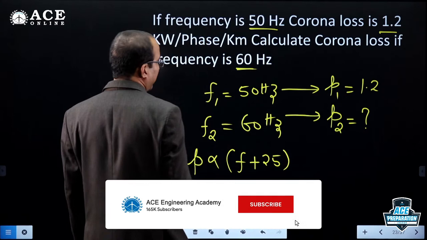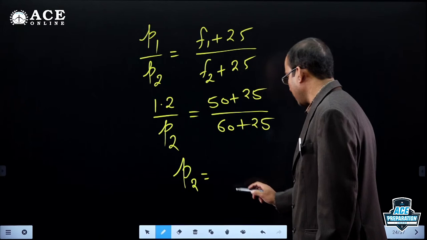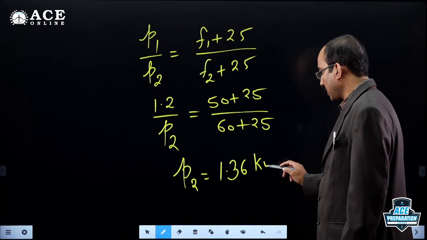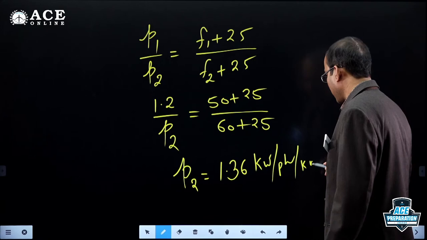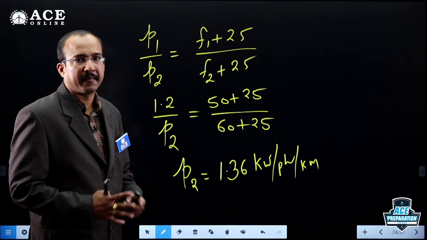Here, whenever it is 60 hertz, we need to calculate that. So, what will be the corona loss P2, sir? This will be around 1.36 kilowatt per phase per kilometer. Now, observe here. With increase in frequency, corona loss is increased. Whenever the frequency gets increased, the corona loss increases.